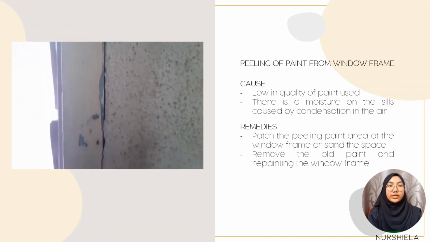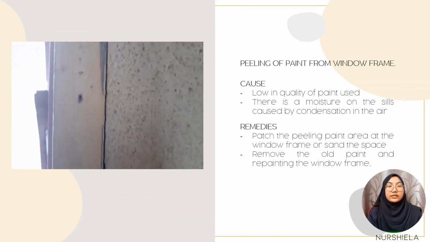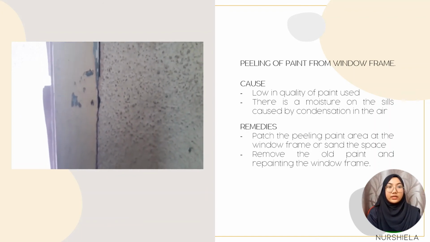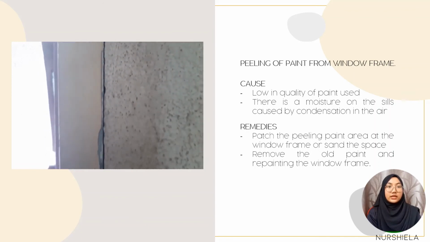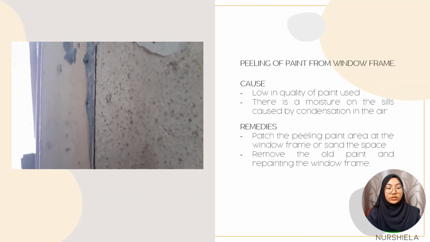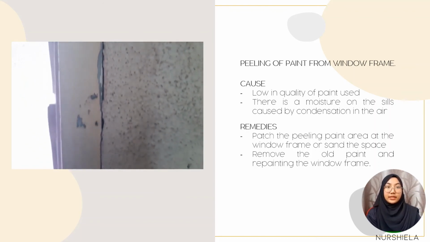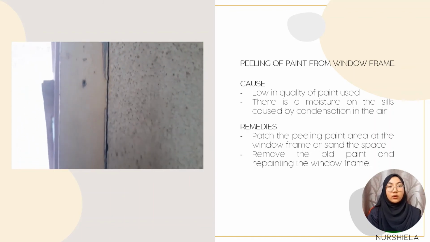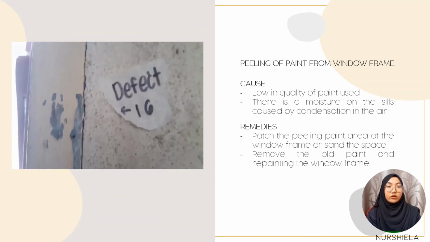So the first one is peeling of paint from the window frame. This is because maybe of low quality paint, or there is moisture on the seals caused by condensation in the air, which later will cause the paint to start peeling. So the solution is removing the old paint and then repainting the window frame again.